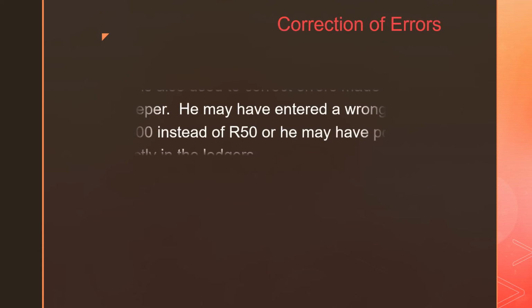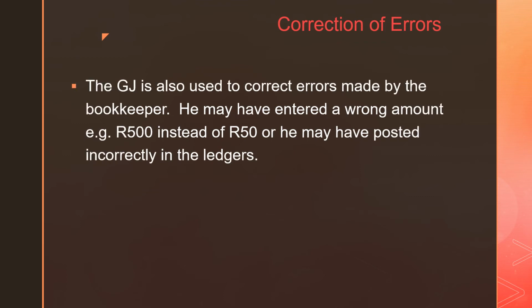Our general journal is also used to correct errors. We use it if we have entered the incorrect amount, for example, from any journal into the general ledger. Once we've done this, we've posted the incorrect amount, we then complete a general journal entry to correct that. But that's just one example.